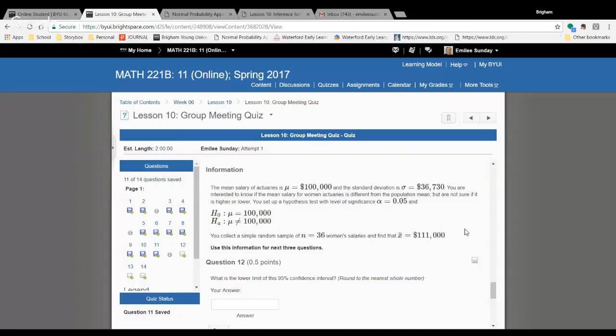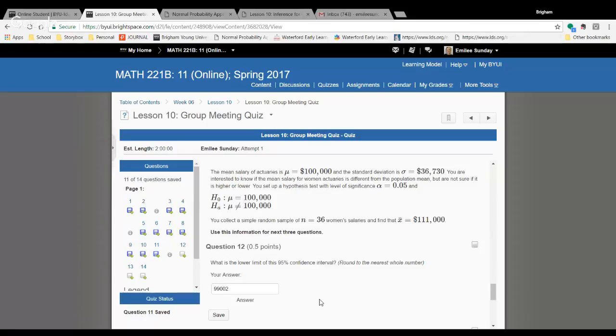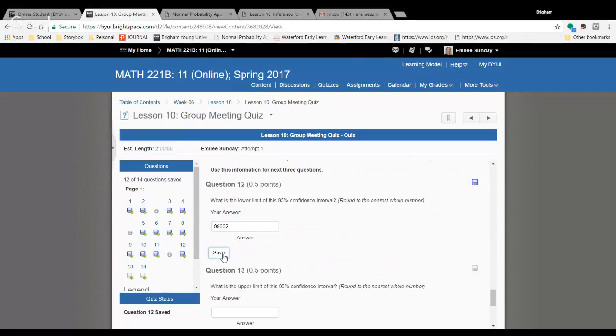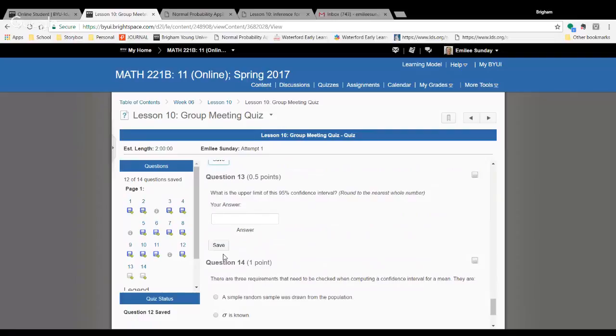All right. So on my calculator, I got 1.553, whatever. Okay. So it wants us to round it to a whole number. So 99,002. Is that what you got? Yeah. Wow. That's the lower limit. Holy moly. Okay. 99,002. That's so nice. Okay. That's crazy. Okay. Now we'll do the upper one.